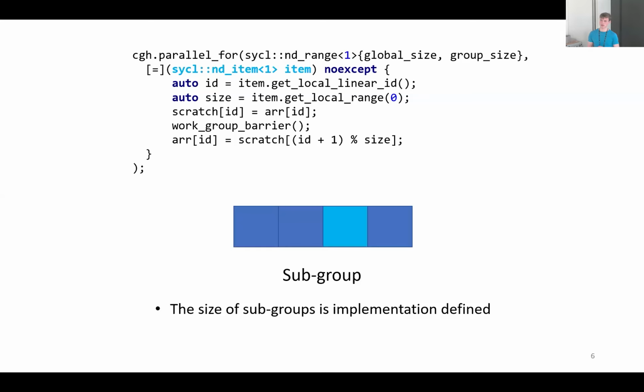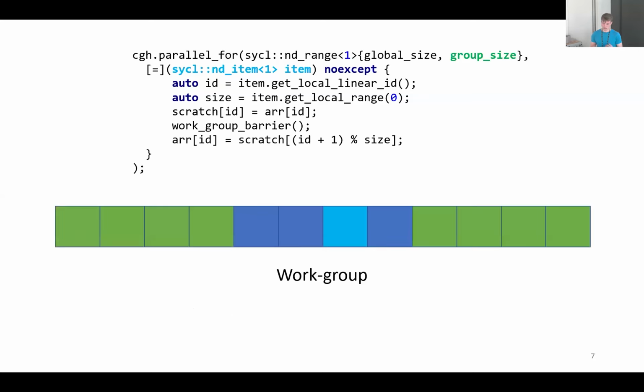Then these work items are arranged together into subgroups, and the size of a subgroup is implementation defined. Then subgroups are part of a workgroup, and the size of a workgroup you can specify by a parameter. Then workgroups are part of an ND range, which is a 1 to 3-dimensional range of work items, and its size and dimension you can again specify.